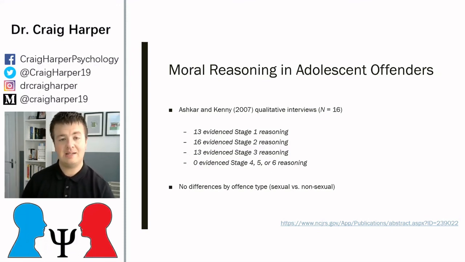And there don't seem to be any differences in the type of offending or the type of delinquency that's being engaged in. Essentially what we're seeing is this avoidance of punishment and maintenance of interpersonal relationships without any kind of broader consideration of maintaining social order or universal senses of human rights or morality.